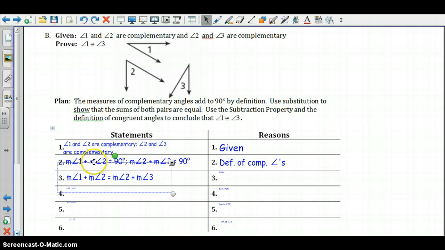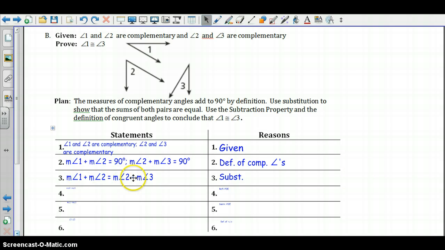Now, since 1 plus 2 equals 90 and 2 plus 3 equals 90, we can substitute 1 and 2 for the 90 in this other equation, or think of it as substituting 2 and 3 for the 90 in this equation. So the measure of angle 1 plus the measure of angle 2 would have to be the same as the measure of angle 2 plus the measure of angle 3, since they're both 90. Substitution allows us to say that. You could also use the transitive property of equality.